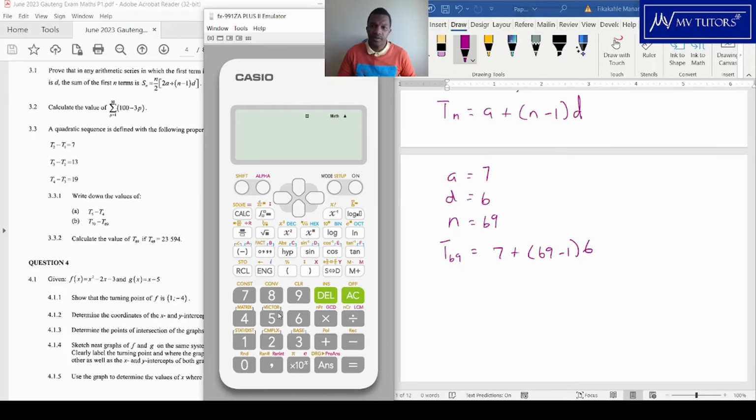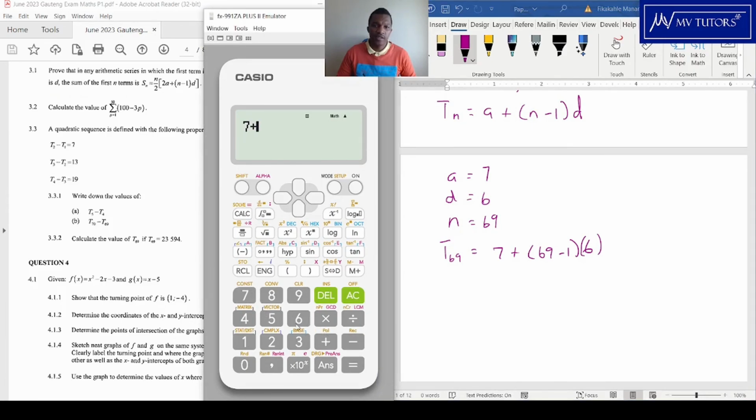So it's 7, put it exactly as it is. 69 minus 1, close the bracket, and then put a 6 there. That's an error. You know what we did? We should put brackets over here. Okay, so let's start again.